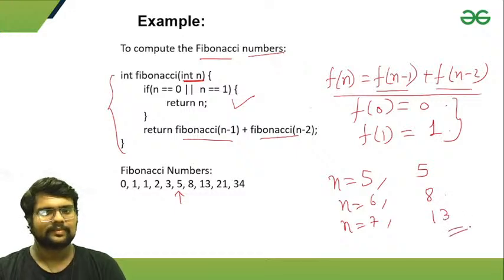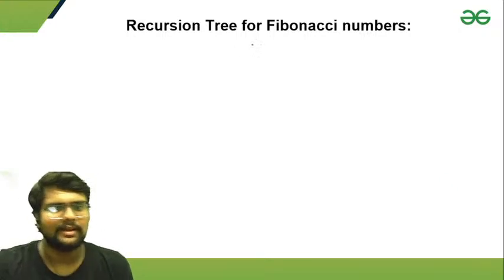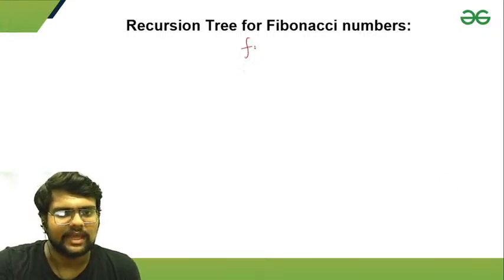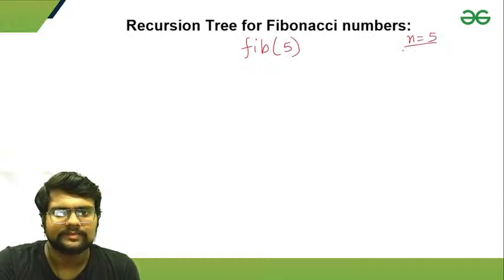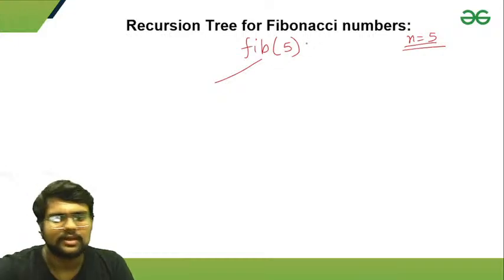So let's take one example. Let's do it by recursion tree. Suppose that we want to compute for n equal to 5. We have fib of 5, so 5 is not equal to 0 and not equal to 1.